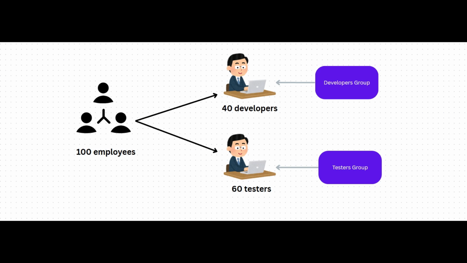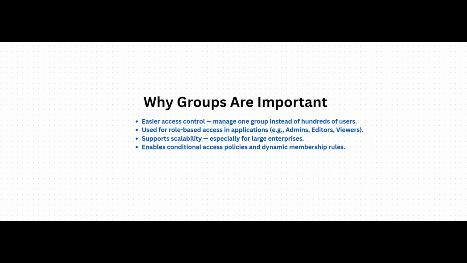So now let's quickly look at why these groups are so important. Number one, simplified access control: managing permissions for a single group instead of hundreds of individual users. Number two, role-based access: you can create groups like admin, editor, or viewer and assign access levels based on the roles within your app or the organization, and according to that access level, users can access the applications.